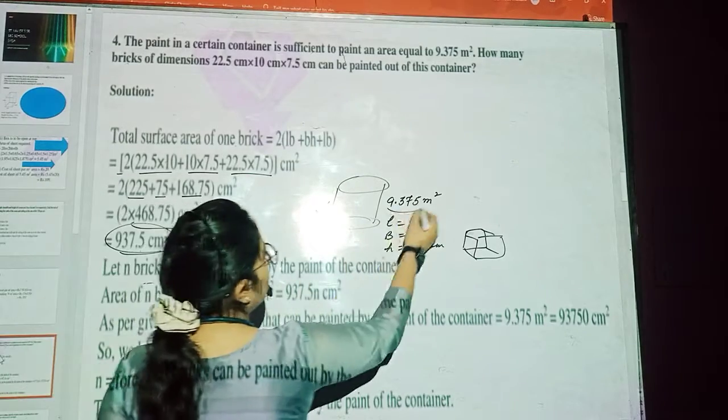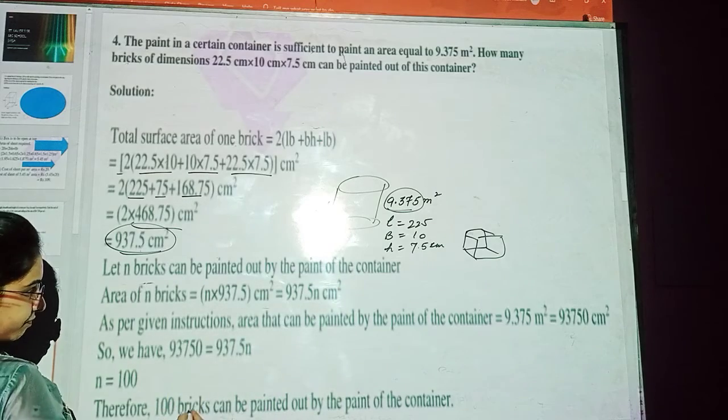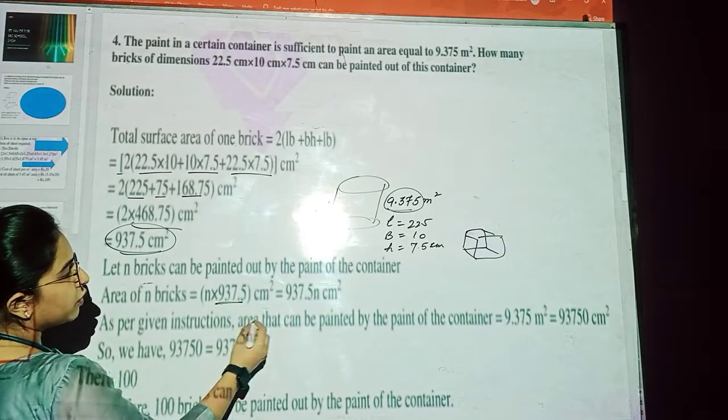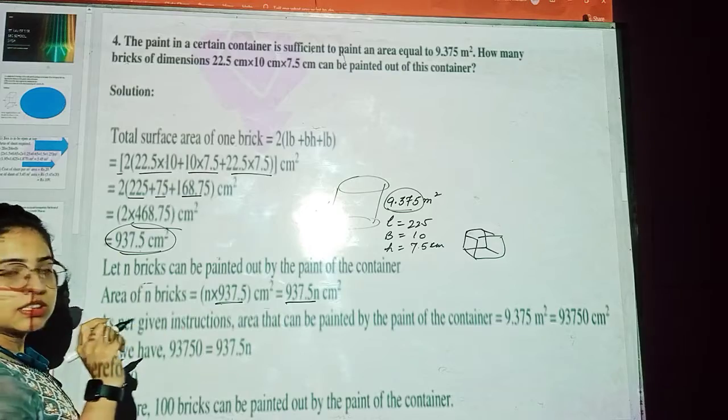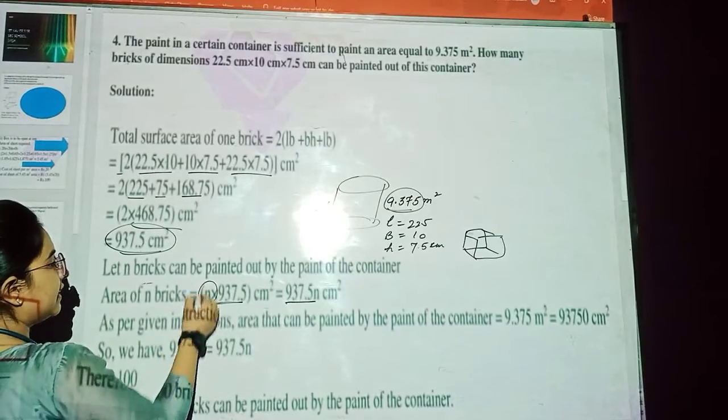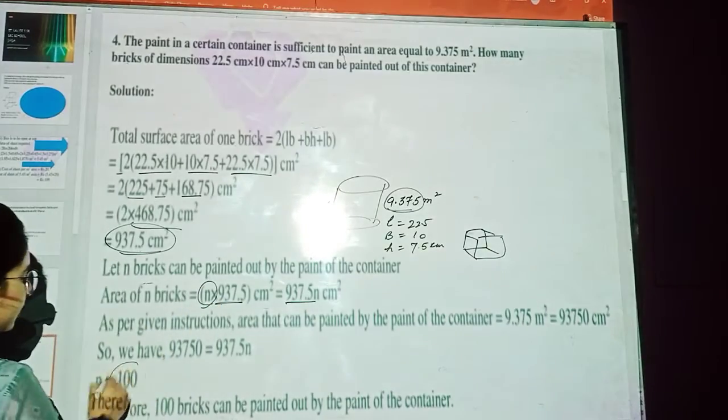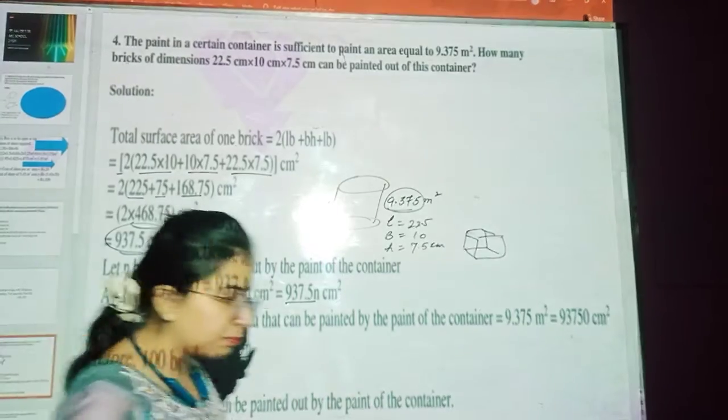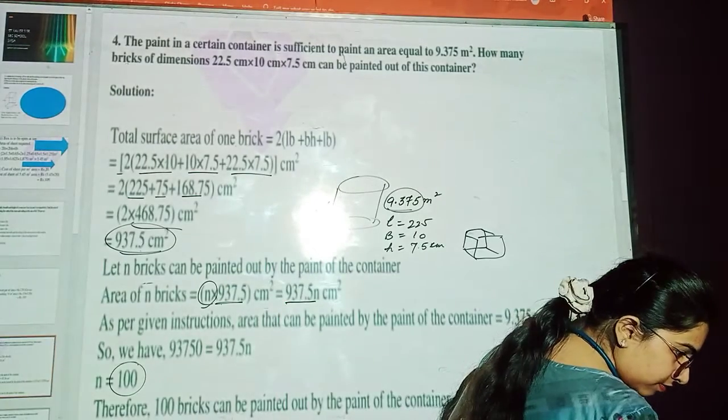So total container paint is 9.375, right? And you have to divide it with 937.5, then you will get N, that is the number of bricks. It would be 100 of them. Clear? Very simple. Next question.